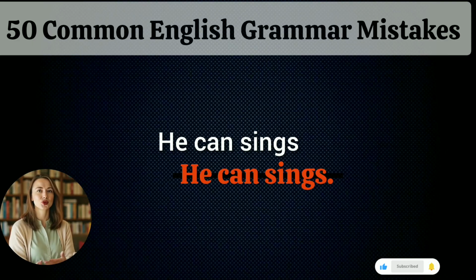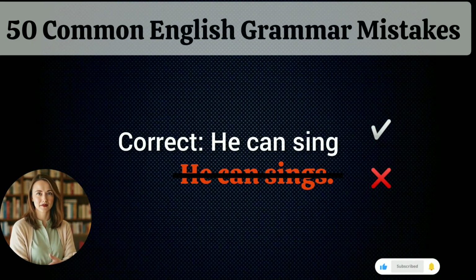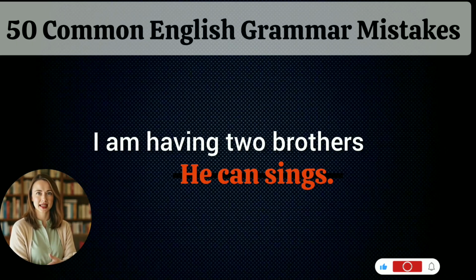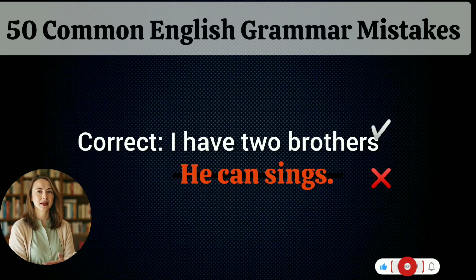"He can sings." After modal verbs like can, we use the base form of the verb. Correct: He can sing. "I am two brothers." We do not use continuous tense for possession. Correct: I have two brothers.